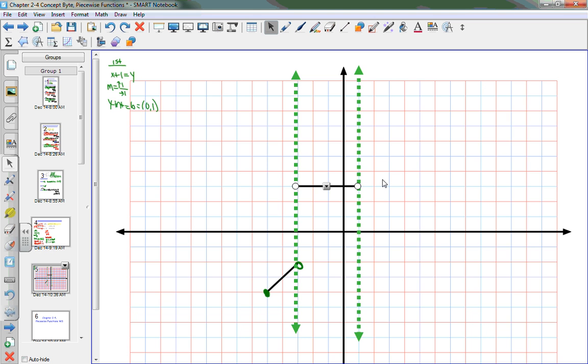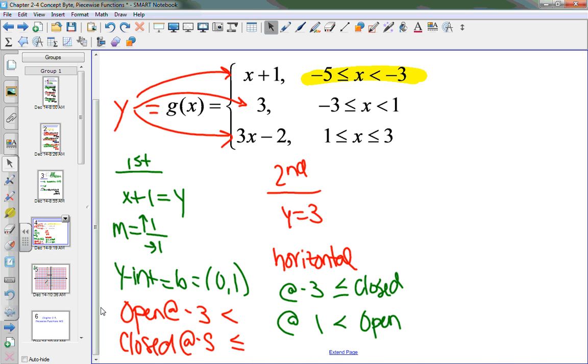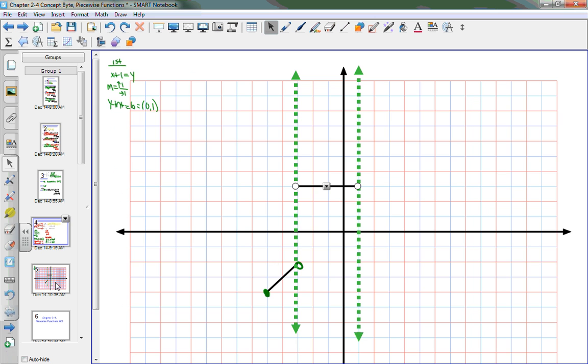So now I come back over here, and it's going to be closed at -3, and it's going to be open at 1. So I'm going to be closed at -3, and it's going to be open at 1. So I'm going to delete my cutters.